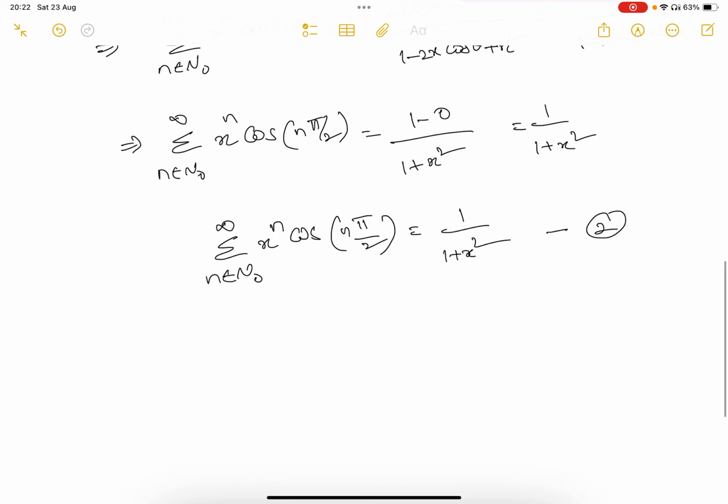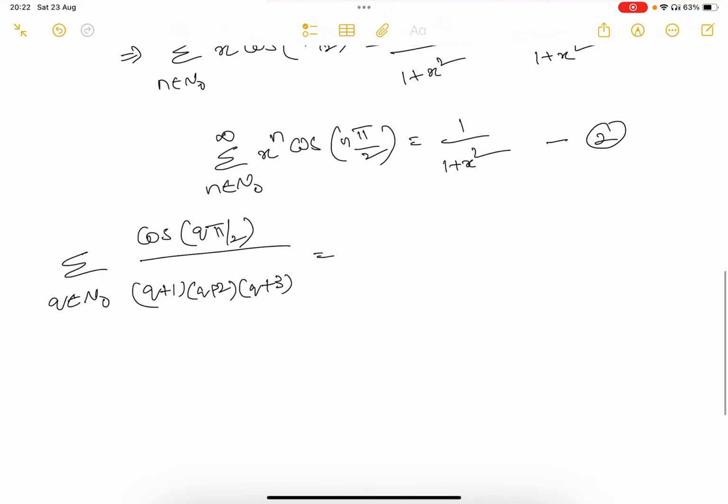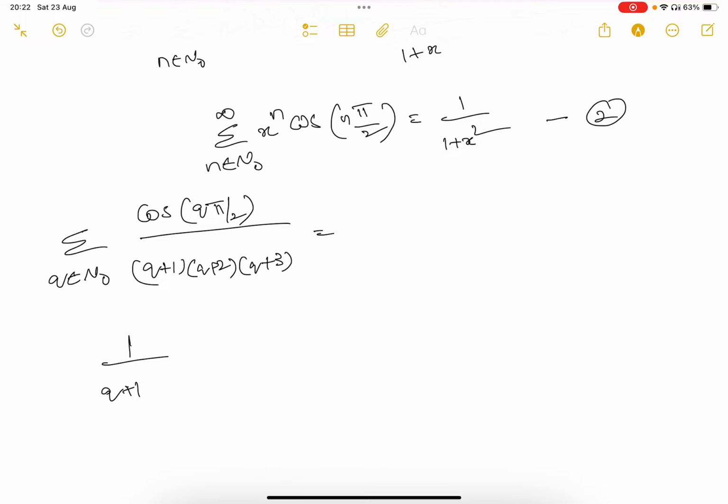Let this be equation 2, right? Our case is summation q from n naught of cos of q pi by 2 by (q plus 1) into (q plus 2) into (q plus 3). So first what we need to do is, as you can see in the denominator, it is 1 by (q plus 1) into (q plus 2) into (q plus 3).